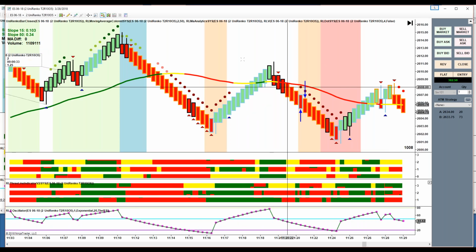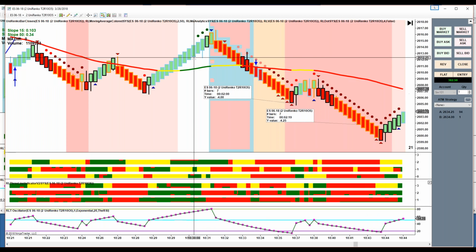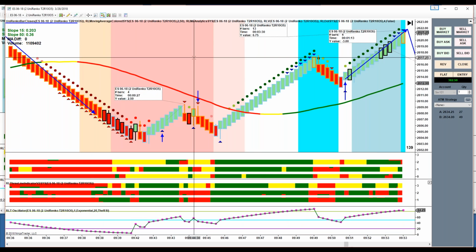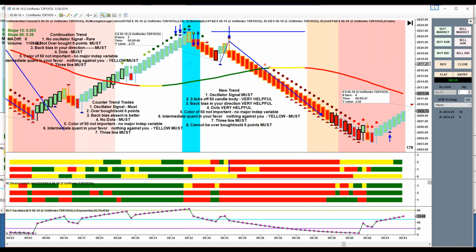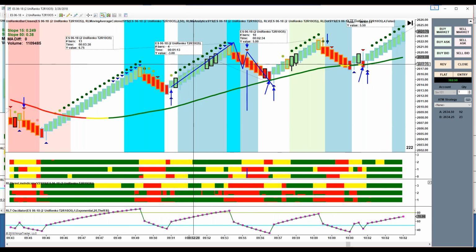And I'll show you my losers. There was one right here. On this reversal, which is a terrible trade. And we're going to talk about reversals. And I took another really god-awful trade. And I'll show it to you.